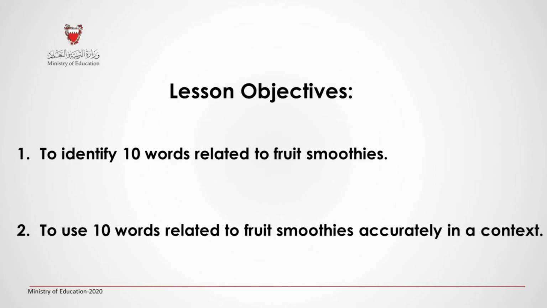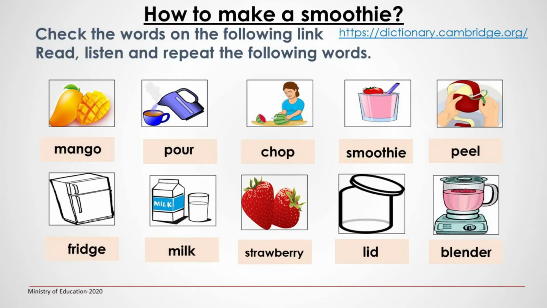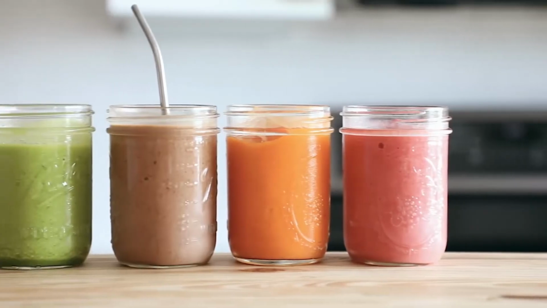Lesson objectives. By the end of this lesson, you should be able to identify 10 words related to fruit smoothies, and use 10 words related to fruit smoothies accurately in a context. But remember, you need to have your textbook and pen or a pencil and notebook in front of you. You may also need a dictionary. Now, my dear students, as you can see in front of you, there are some pictures about how to make a smoothie.